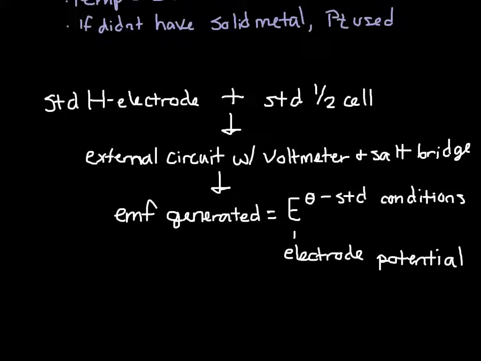We create that external circuit with the voltmeter and salt bridge, so now we have a complete circuit for our voltaic cell. An EMF is going to be generated, and that is going to create what we are looking for, which is this value right here. This is our standard electrode potential. That theta sign by the E means it's run under standard conditions, just like we saw in energetics with topic 5. And then the capital E is that electrode potential that each element has been found to have.